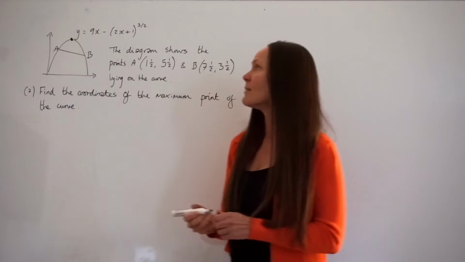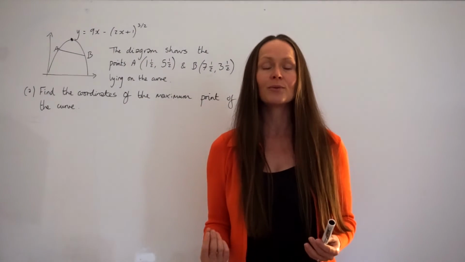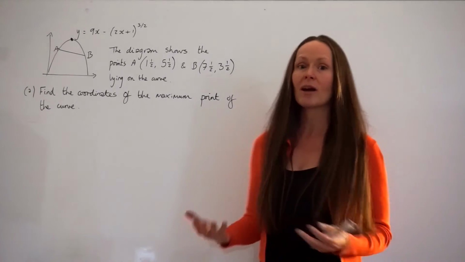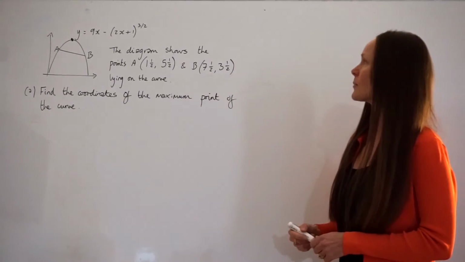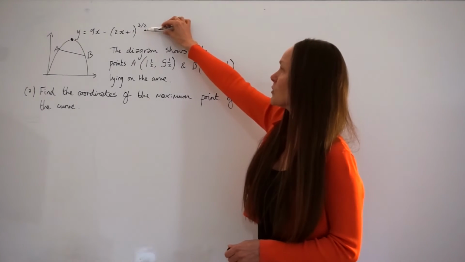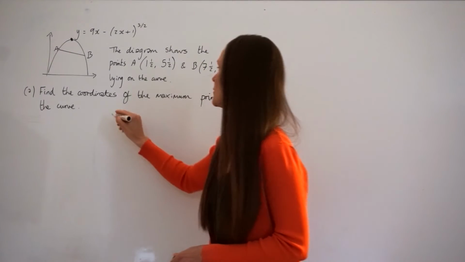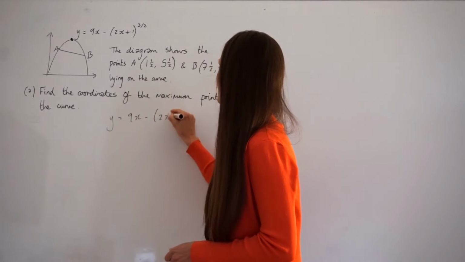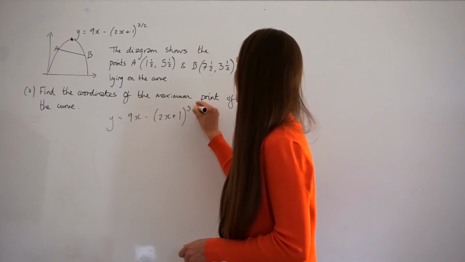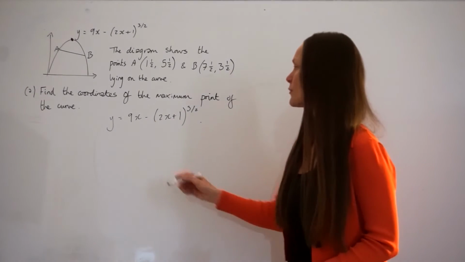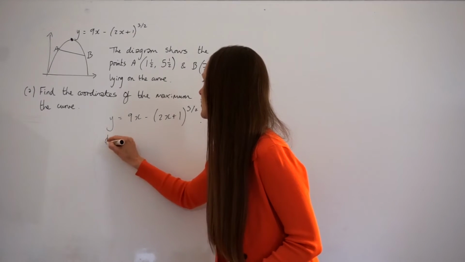And remember, at the maximum point, the gradient has to equal 0. So the gradient is the same thing as dy by dx. So the first thing I'm going to do is work out the dy by dx of this curve. I'm going to write down the equation just below. So y equals 9x minus (2x plus 1) in brackets, raised to the power of 3 over 2. So when we're working out dy by dx, we're differentiating this equation.